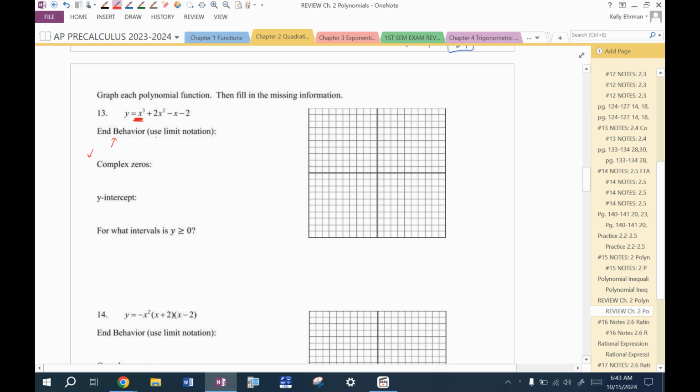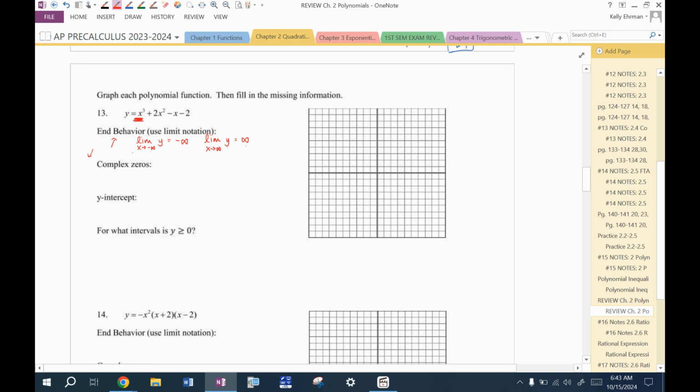Using that visual, I want to use limit notation. So to describe the left, you need to say the limit as x approaches negative infinity of, I'm just going to say y, because that's what it's called, is equal to negative infinity. So this means the left side of y goes down. And then the limit as x approaches infinity of y is equal to, this goes up, so positive infinity. So this means the right side of y goes up.